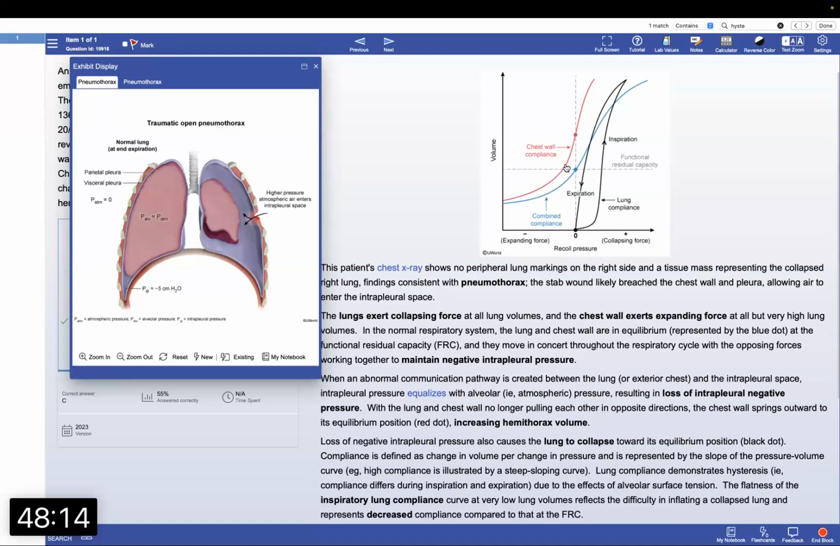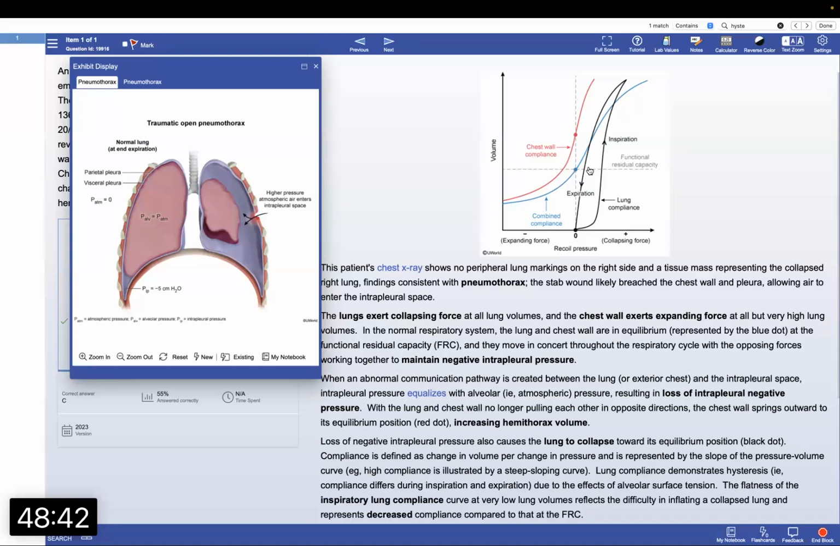Even the red one is normal for the chest wall itself. If you take the chest wall just by itself, that's this red curve. If you take just the lung on its own, this is the curve with the hysteresis. If you combine these two, the net effect of the expanding force and the collapsing force is the blue one.